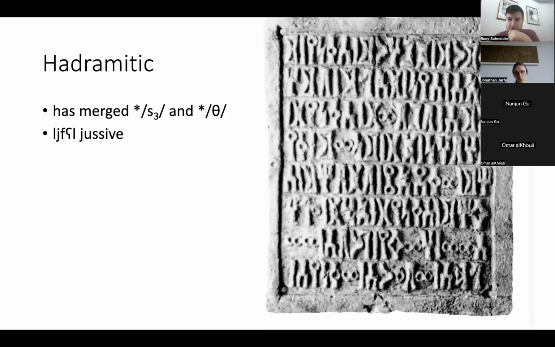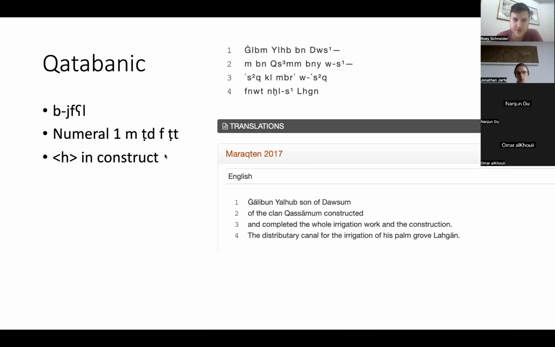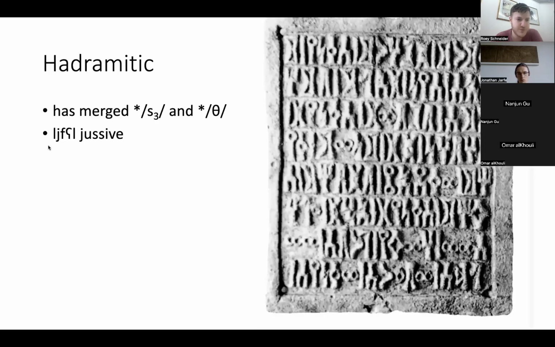So this is the inscription. All of these inscriptions, I don't remember if, yeah, I wrote it here, are taken from this site, DASI CNRIT. This is the database of ancient South Arabian inscriptions. It is a very useful website. They don't all have translations, but the longer ones do. And it is a very nice website. I recommend it. I wish there were such websites for other languages as well. Okay, any questions before we move on to talk about Ethio-Semitic?